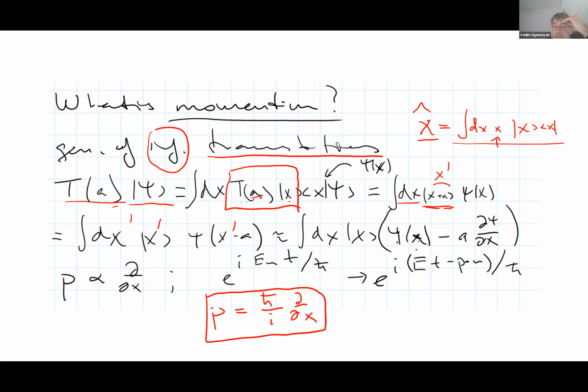Psi of x minus a becomes psi of x minus a grad of psi of x. And so what we realize is that if we want to do infinitesimal translations, we want to take derivatives. In position space, the representation of momentum is essentially a derivative. Now, you might at this point ask, well, how is this related to that? How does this h bar even come along?